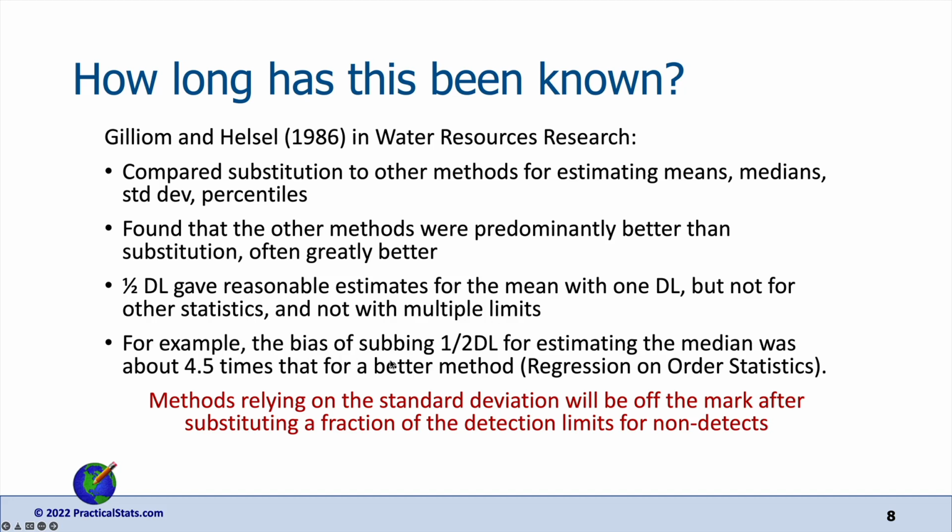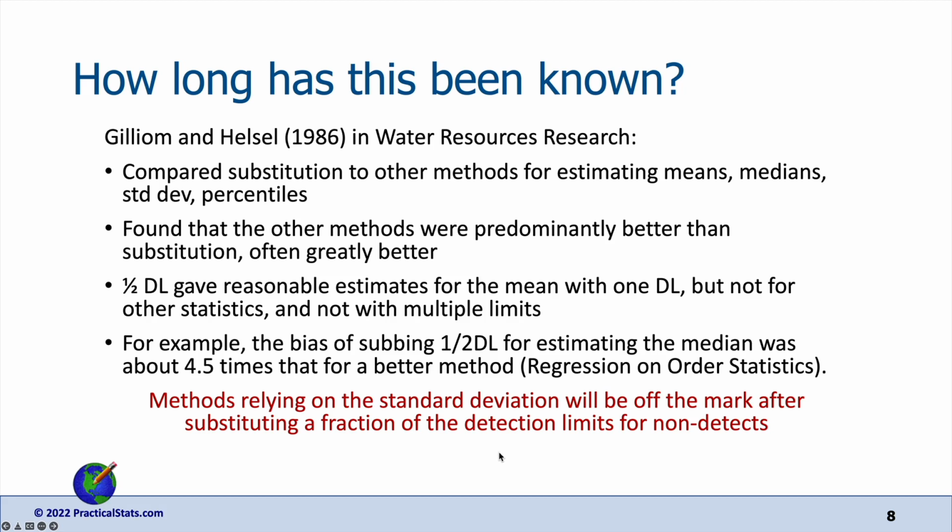For example, the bias of substituting 1/2 the detection limit for estimating the median was 4.5 times that for a better method. And if I were in the news media, I would say it was about 450% higher. The bias was 450% higher than the better method. So there are other methods out there that do quite a bit better, and we'll talk about those in May. The methods that rely on the standard deviation will be off the mark after you substitute a fraction of the detection limits.